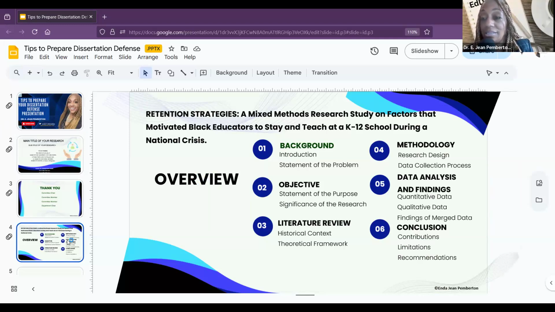You could just have six slides and then have in your hand, which is what I know some people do, some of the more detailed information that you want to provide, so that you don't have to have a lot of slides. It's not necessary to have a lot of slides. It's not even necessary to have any slides.